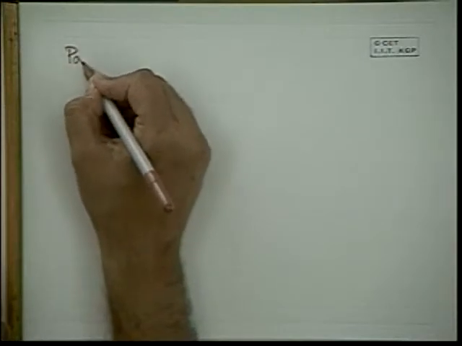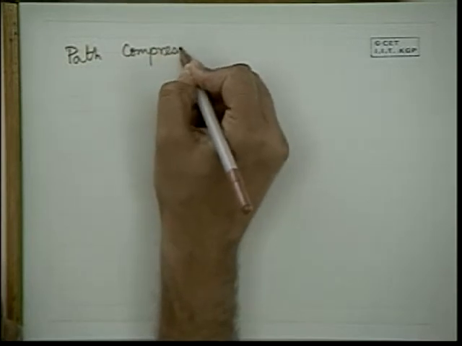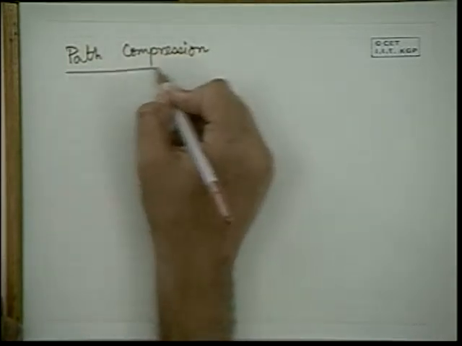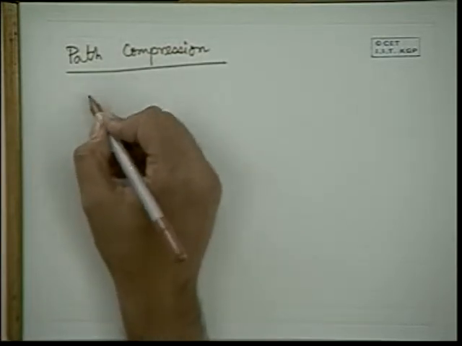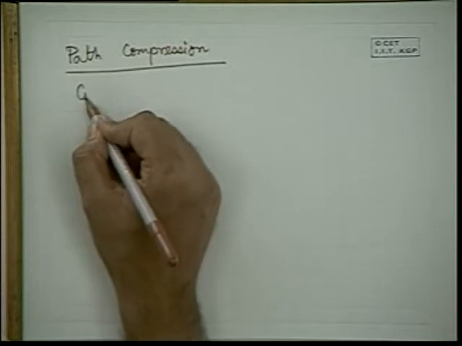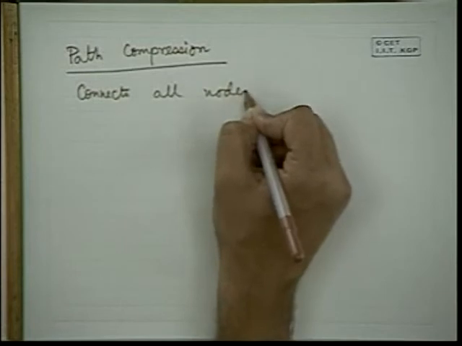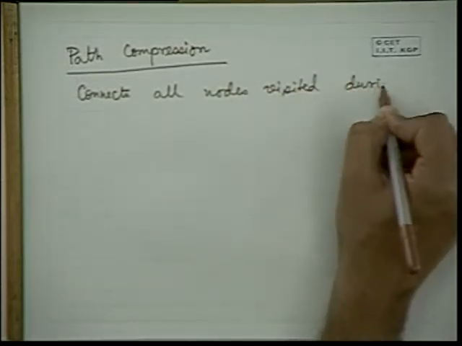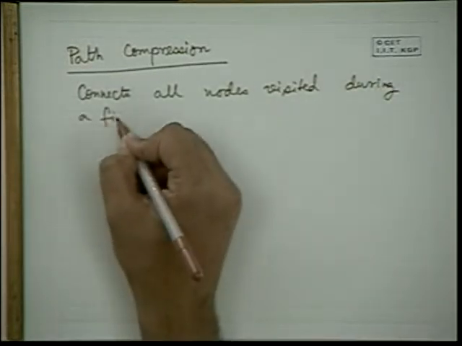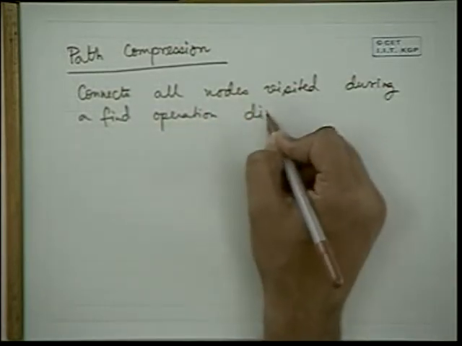So again, in this we will represent the sets by trees just like the previous one, but while doing a find we will do something else which is called path compression. What is it? Path compression connects all nodes visited during a find operation directly to the root.